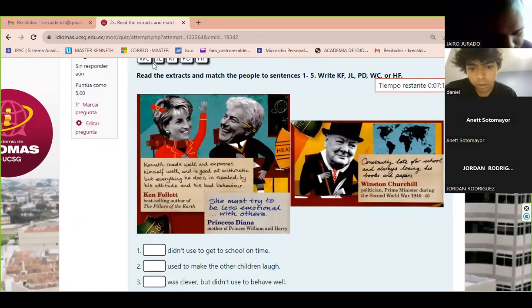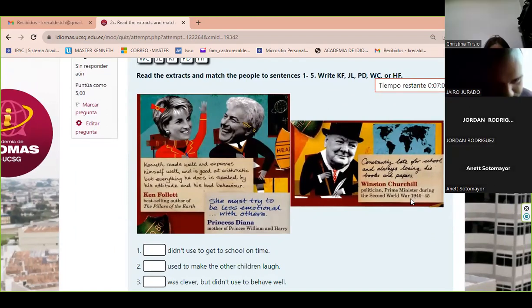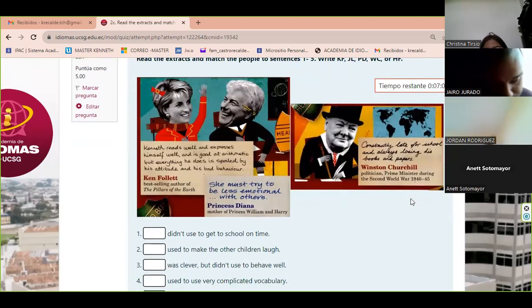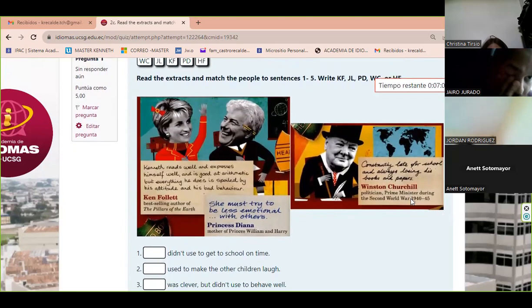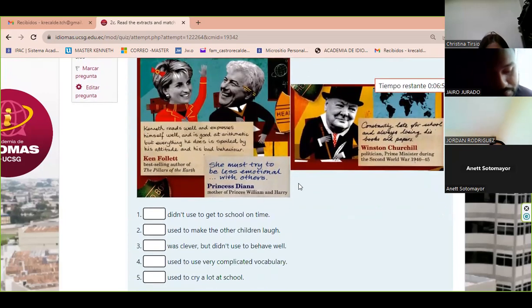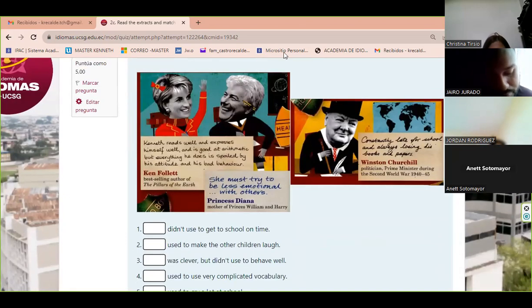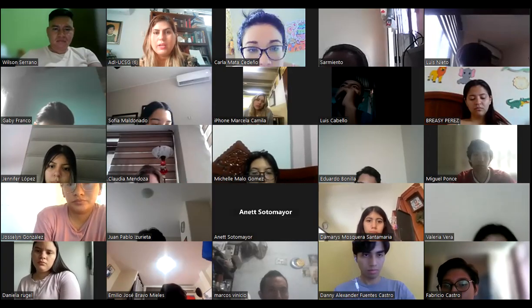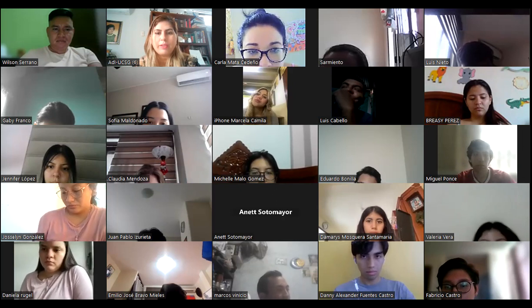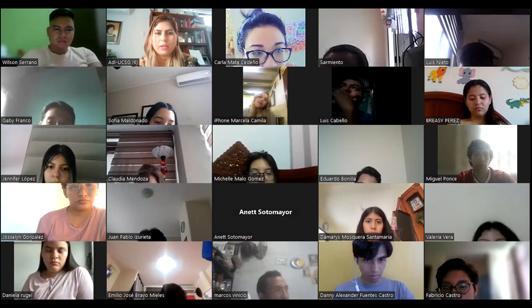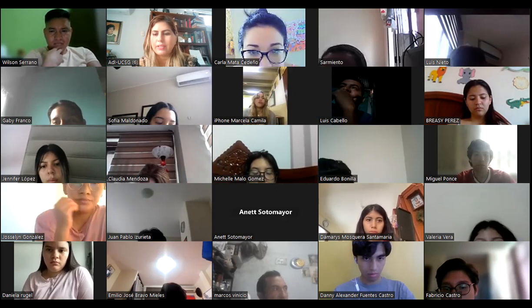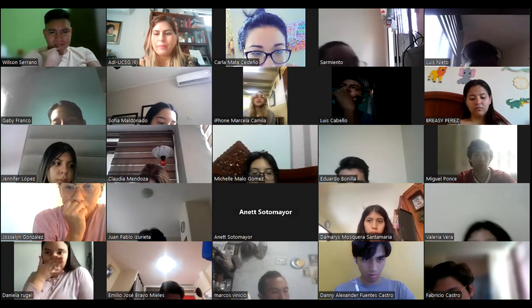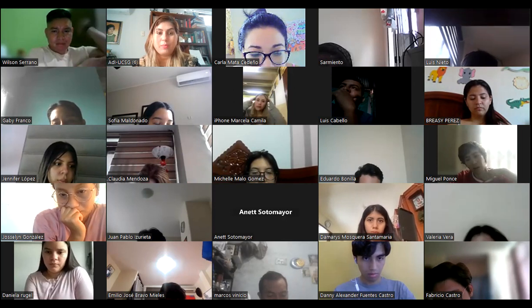Politician, Prime Minister during the Second World War, 1940 to 45. Okay, very good. Now, if we notice, here are only 3 people, but I think there are more, right? Because we need to complete with someone else and we don't have it. So let me see if I can show you the book. I think I have it in the book. So let me show you the others, so you can have it and we cannot make a mistake.